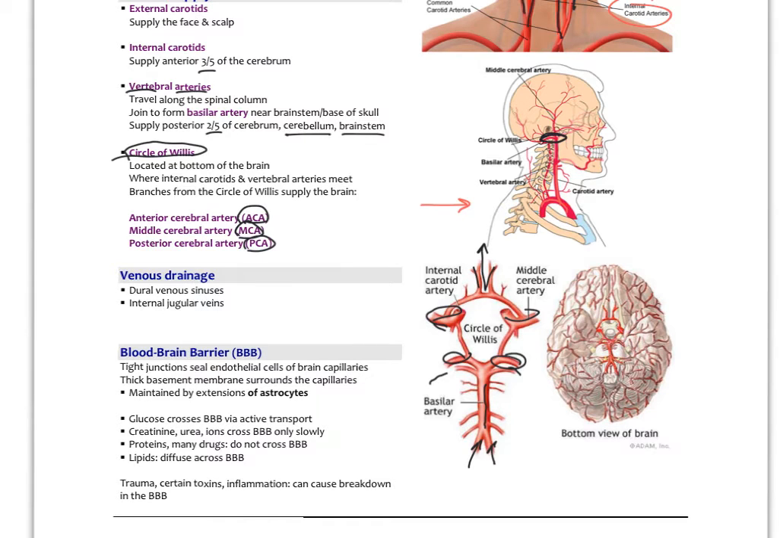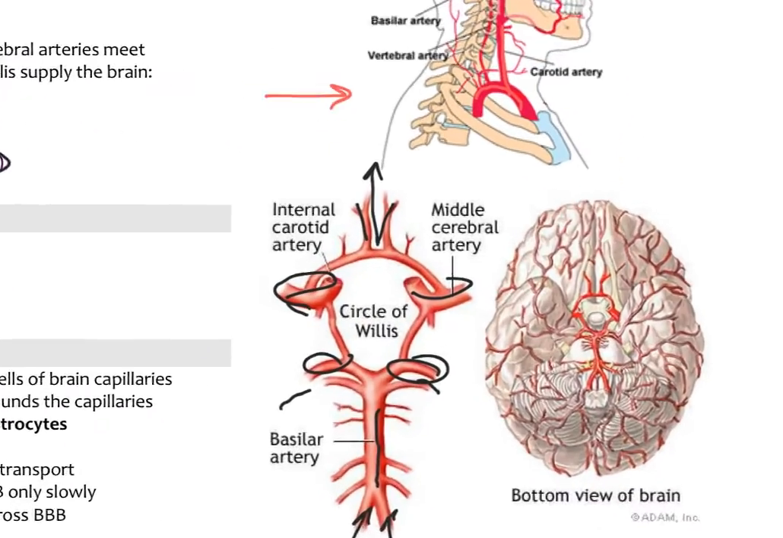So we're going to be looking at those in detail because, again, they are supplying specific regions of the brain, particularly of the cerebrum, where your higher cognitive functions happen. So if you have disruption of blood flow in any of these, it's going to affect very specific areas of cognitive function. Here's another picture of the circle of Willis at the base of the brain.